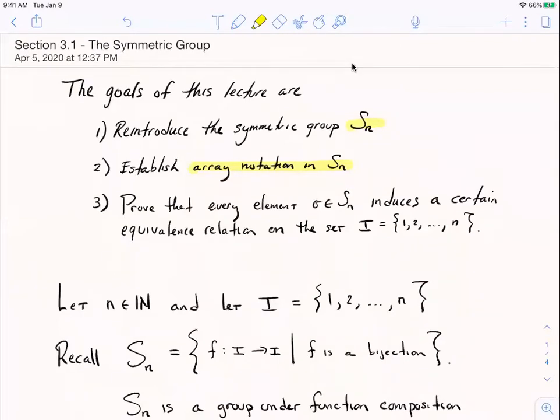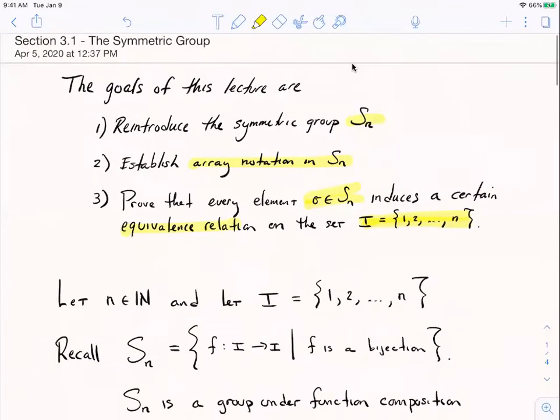I'm going to prove that if you pick a fixed element of Sn, which I'm denoting by the lowercase Greek letter sigma, the author will do the same, lots of lowercase Greek letters to denote permutations, then it induces a certain equivalence relation on the subset of things that we're permuting. So it's a setup for the next time. All right, so let's get right to it so that this doesn't get too long.